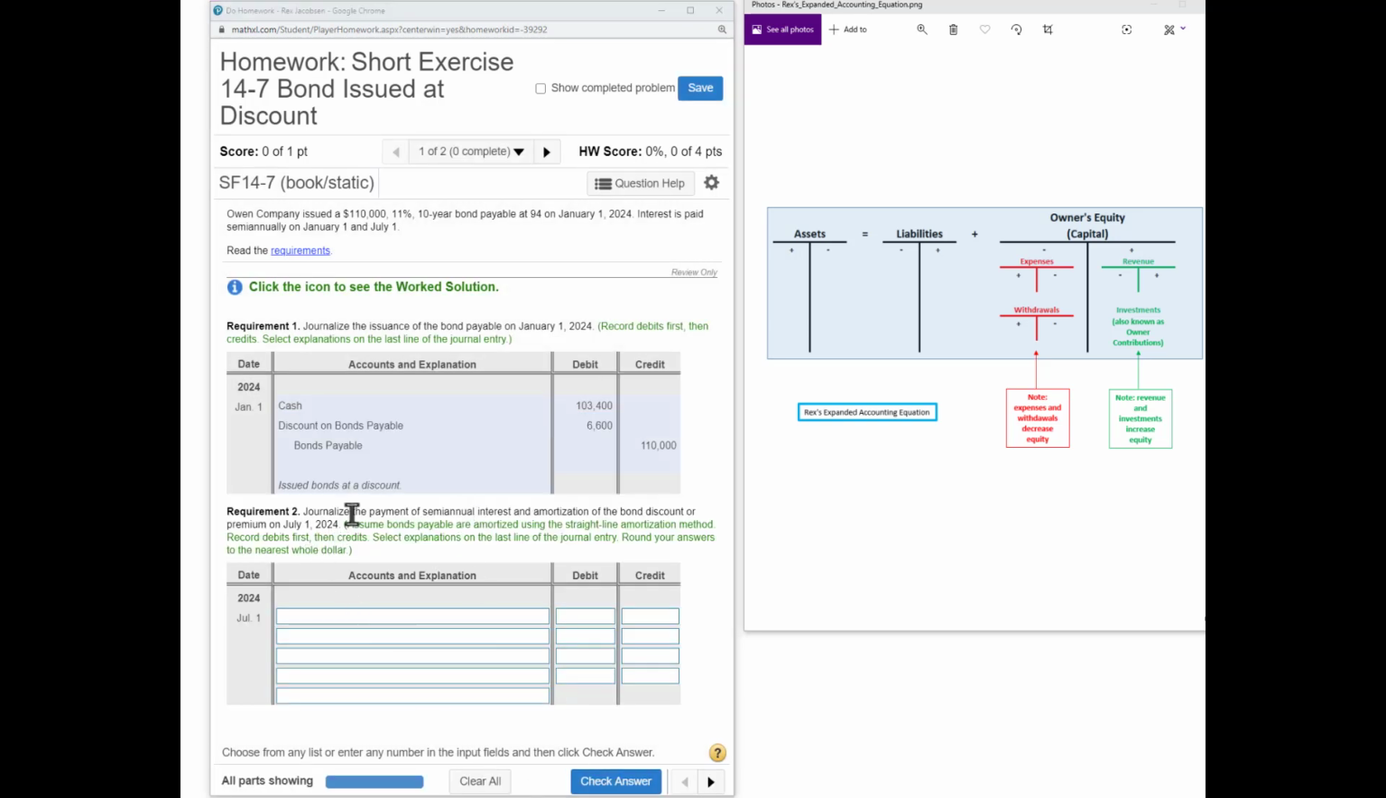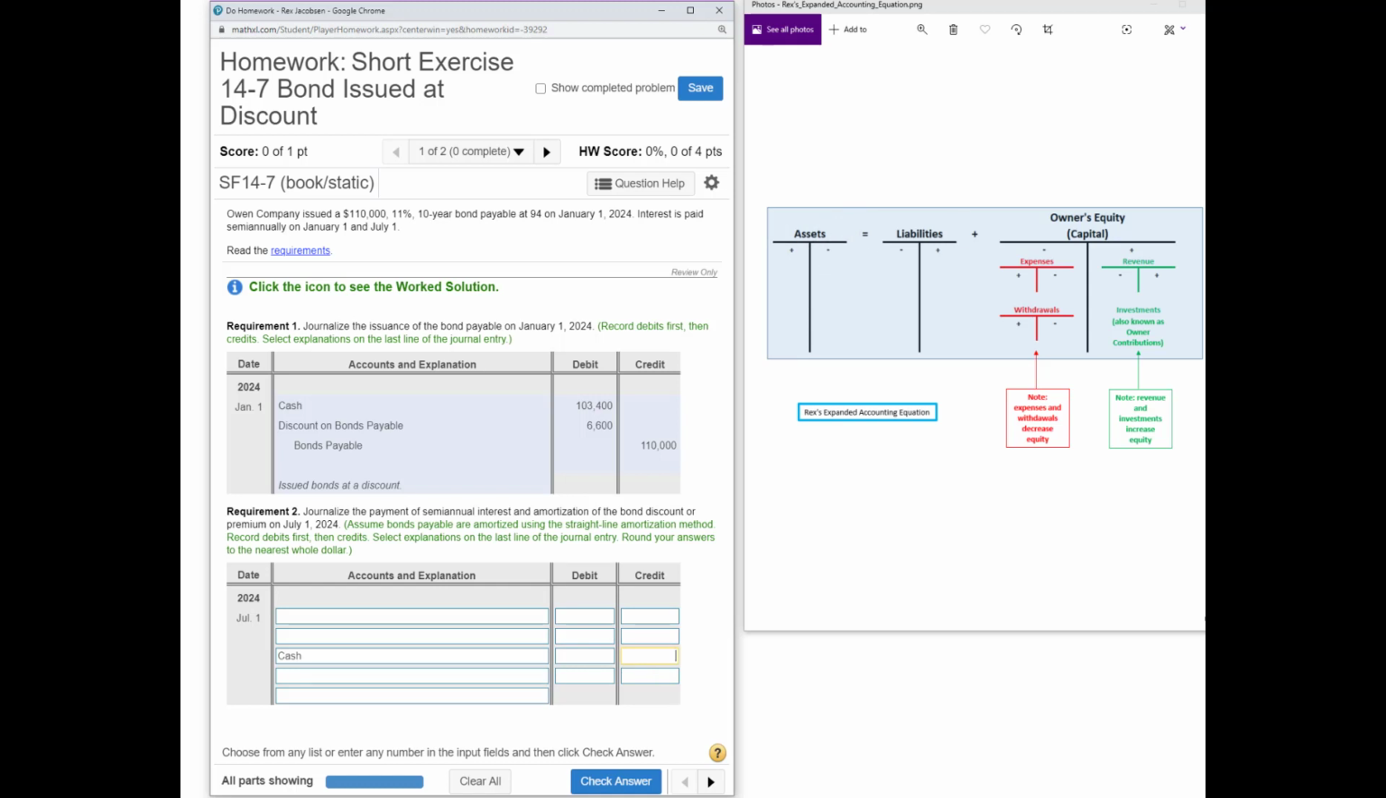Requirement 2. Journalize the payment of semi-annual interest and amortization of the bond discount or premium on July 1st, 2024. So notice we issued the bonds on January 1st, and how often do we pay interest on bonds? Semi-annually, which means twice a year, every 6 months, which in this case means we need to pay the interest on July 1st, which is 6 months after January 1st. So we know we're going to have to pay cash. So I'm going to skip a few lines, which you'll see why later. Cash is going down, so it's going to be a credit.